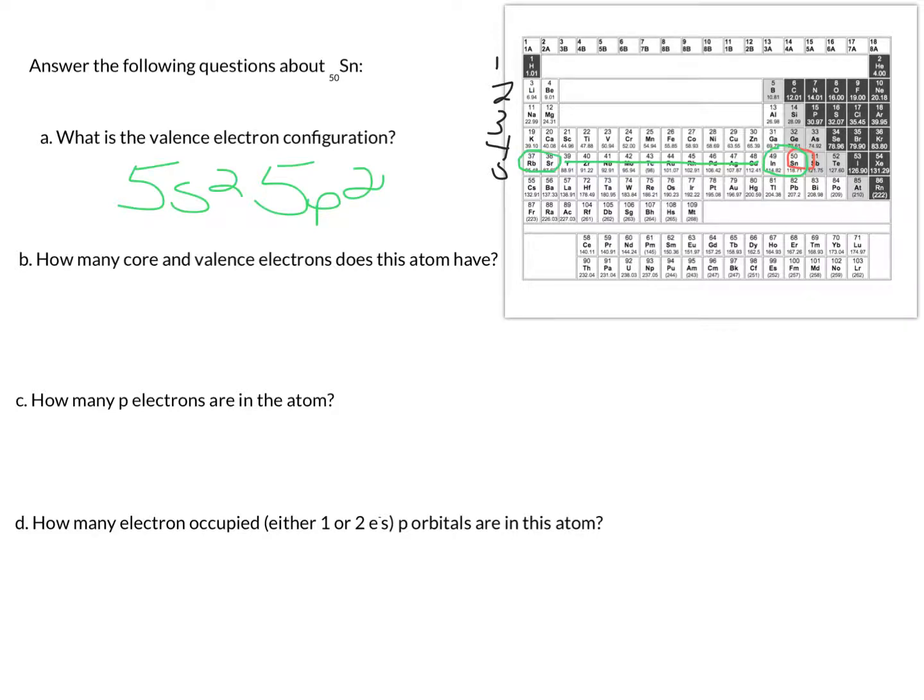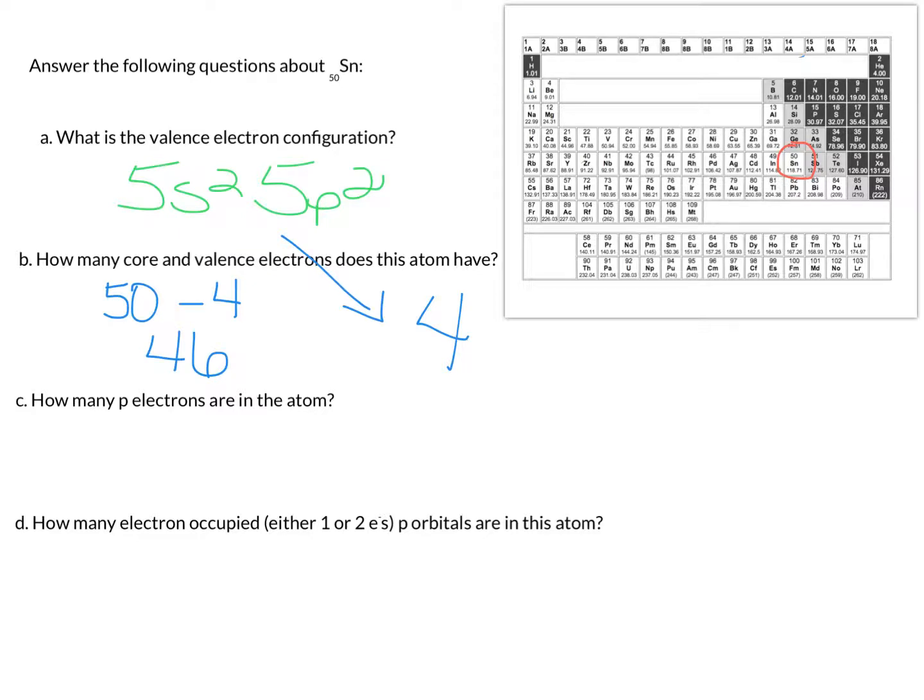Well, we can see that it is in column 4, and that it does have 4 valence electrons right here as 5s2, 5p2. The way to figure out the number of core electrons is to take the 50 total electrons, subtract the 4 valence, and we come up with 46 core electrons.